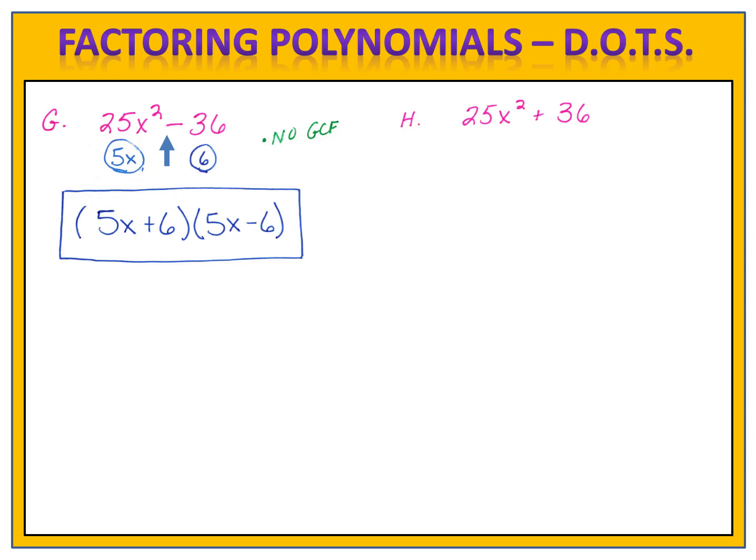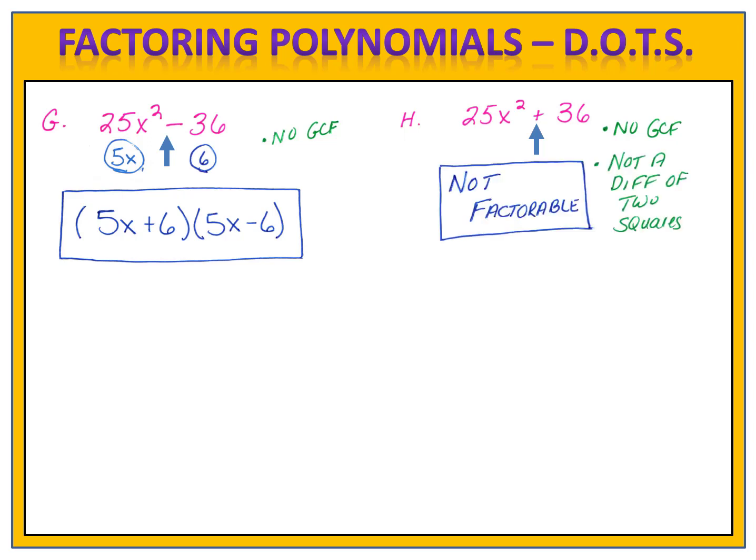In exercise H, I'll follow the same process. First, look for a greatest common factor and see that I have none. Then, look for perfect squares. I have two perfect squares, 25x squared and 36. However, they are not connected by subtraction. This is not a difference of two perfect squares, and therefore, this binomial is not factorable.